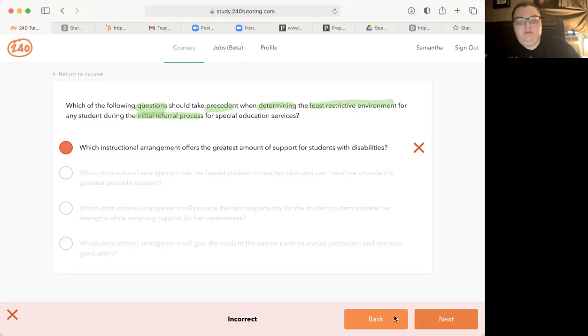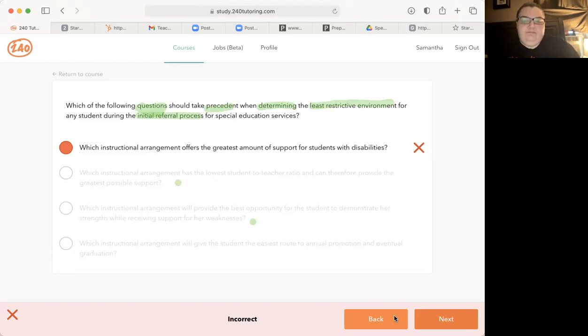Okay. And you had said the last one that you were thinking about, but then you crossed it out. Yeah, the lowest student to teacher ratio and can therefore provide the greatest possible support. See, this is not really it. The reason I feel like C is a better answer than the lowest student to teacher ratio is that we don't know they need that much support, you know?